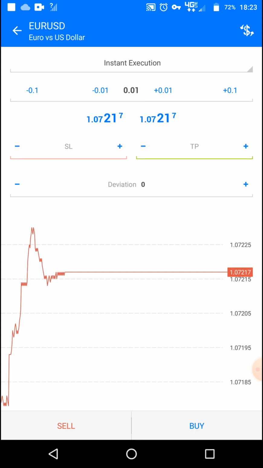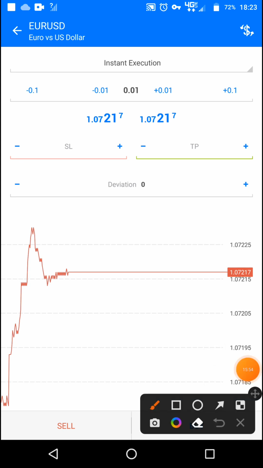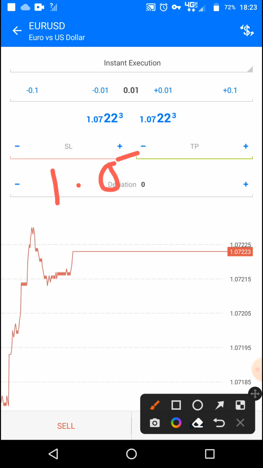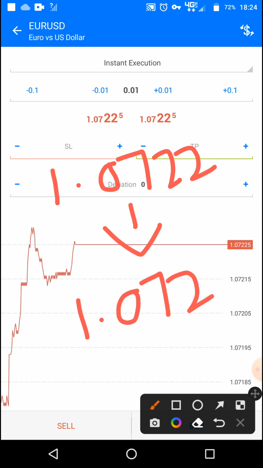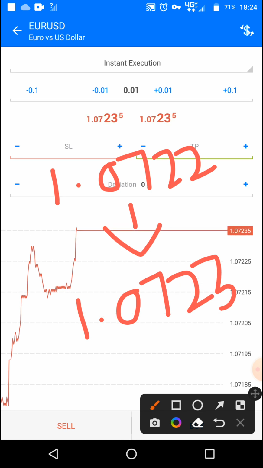So if right now the pip of this particular price, okay, let's say the market price is 1.0722. Okay, so when it moves to 1.0723, that is 1 pip. Okay, the fourth decimal point changes by 1 pip as it's showing right now.